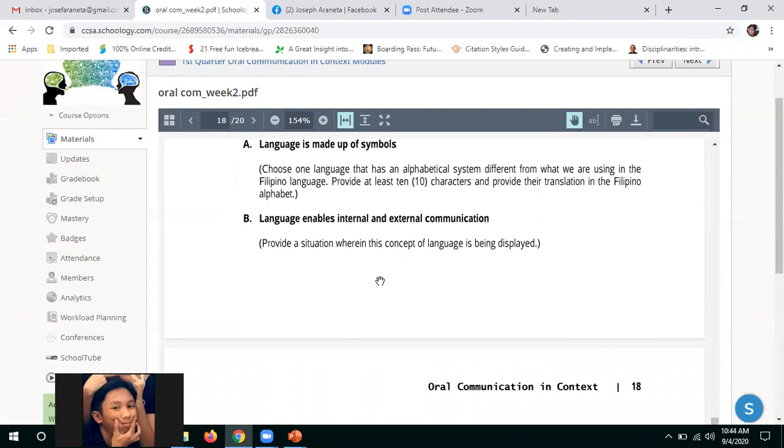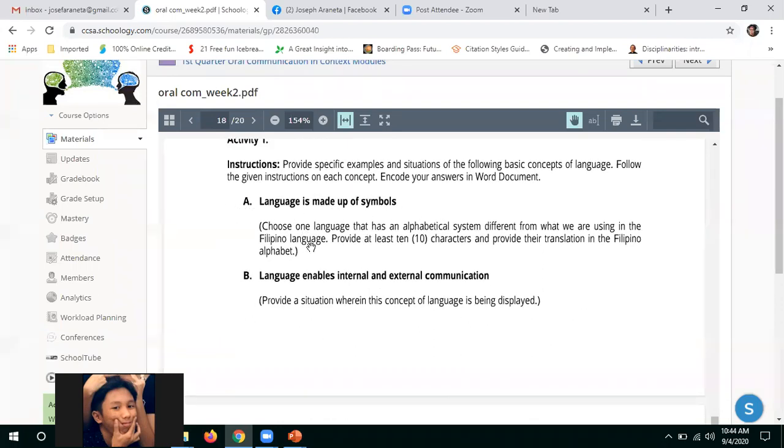Okay, anyway, eto. Sa languages made of symbols, choose one language that has an alphabetical system different from what we are using in the Filipino language. Provide at least 10 characters and provide their translation in the Filipino alphabet. It's fine if you're going to copy-paste lang sa internet. Anyway, you can find so many references or sources in the internet. Halimbawa sa Japanese words, yung characters nila, ano yung equivalent nun sa Filipino na characters and not the translation of the words. We're talking about the alphabets or symbols.